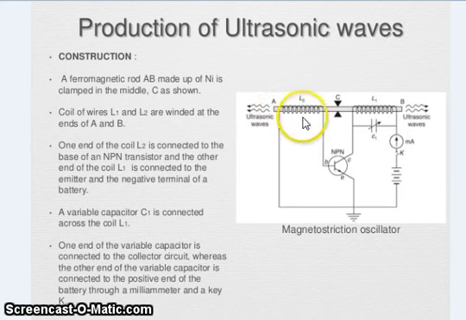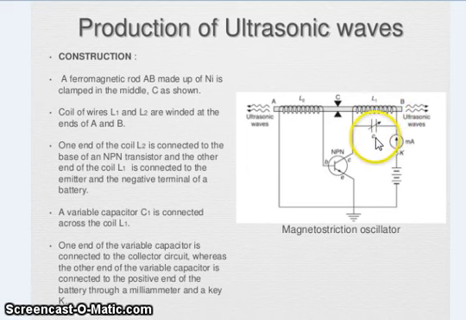In the construction part, a ferromagnetic rod AB made of nickel is clamped in the middle, as shown in the figure. Coils of wire L1 and L2 are wound at the ends A and B. One end of the coil L2 is connected to the base of an NPN transistor, and the other end of the coil L1 is connected to the emitter and the negative terminal of the battery, right? Now a variable capacitor C1 is connected across L1.